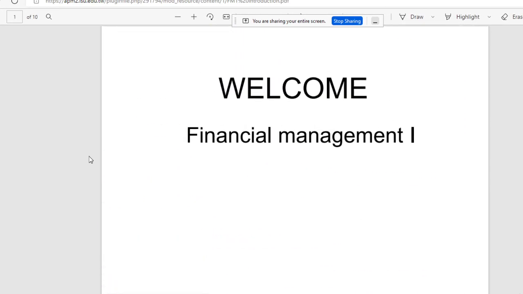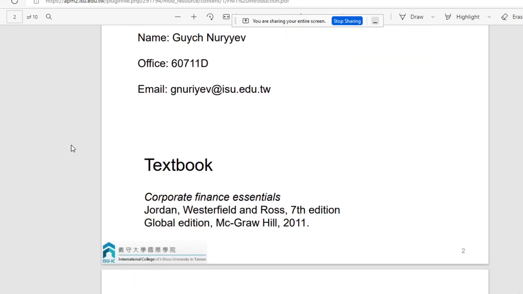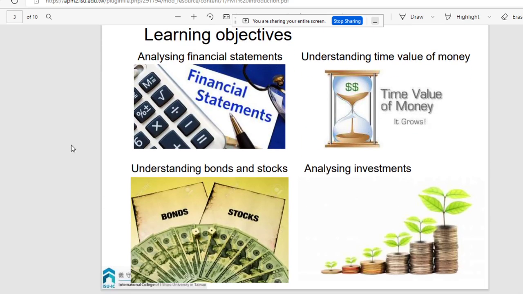Okay, so just to go through the introduction very quickly, my contacts, what do we want to learn about during the semester? We're going to look at financial statements. We're going to look at time value of money, right?